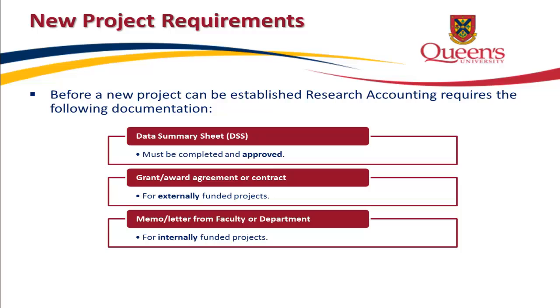Before a new project can be established, Research Accounting must receive the required documentation. A data summary sheet must be completed and approved for all research projects. This process can be initiated through the University Research Services Office. For externally funded projects, the agreement or contract must accompany the data summary sheet. For internally funded projects, supporting documentation is usually a memorandum or letter from the faculty or department funding the project. Once finalized, University Research Services will forward the approved documentation to Research Accounting.